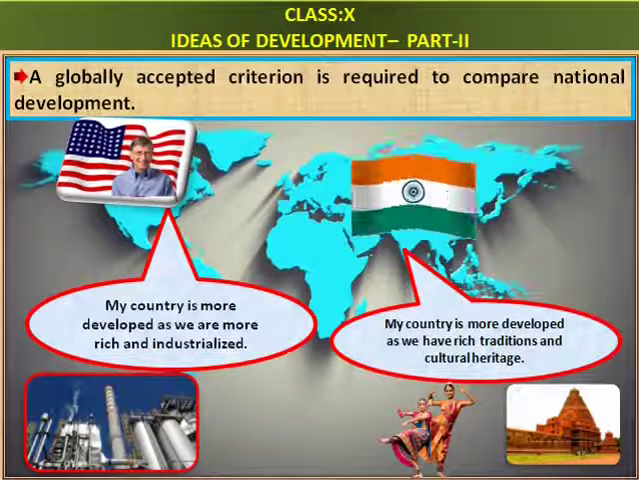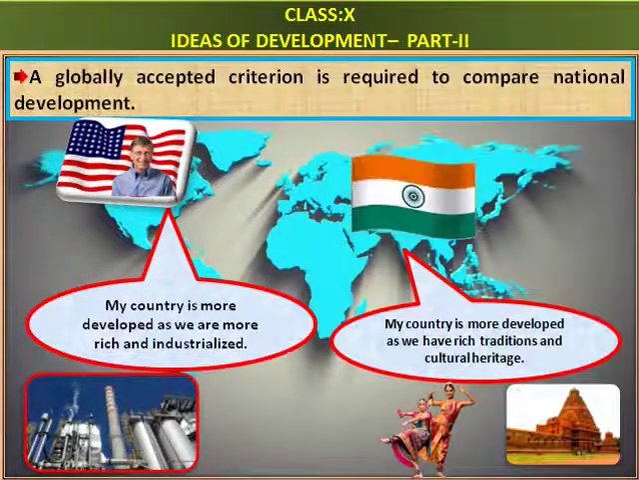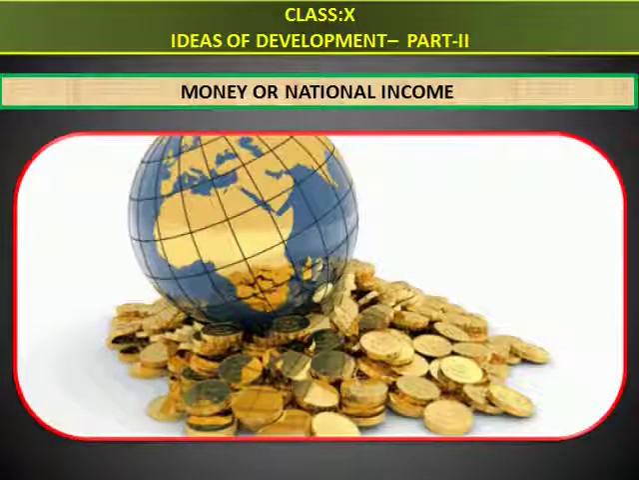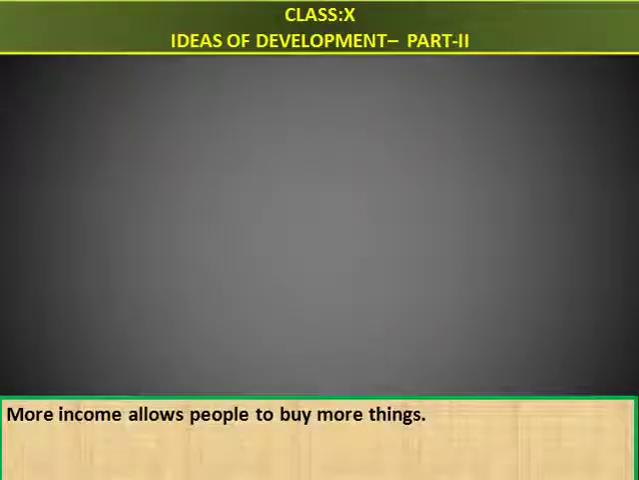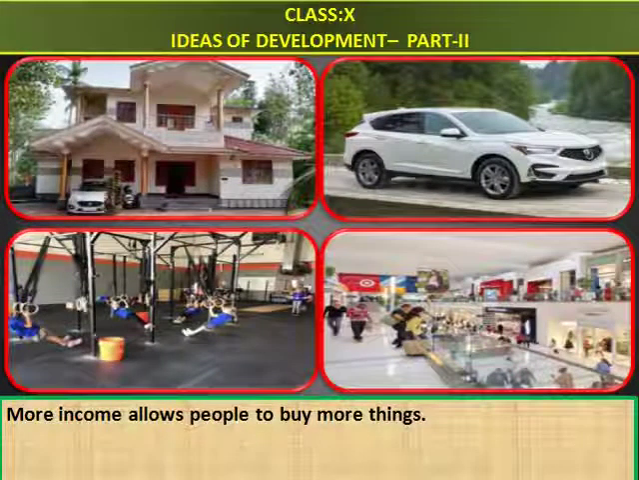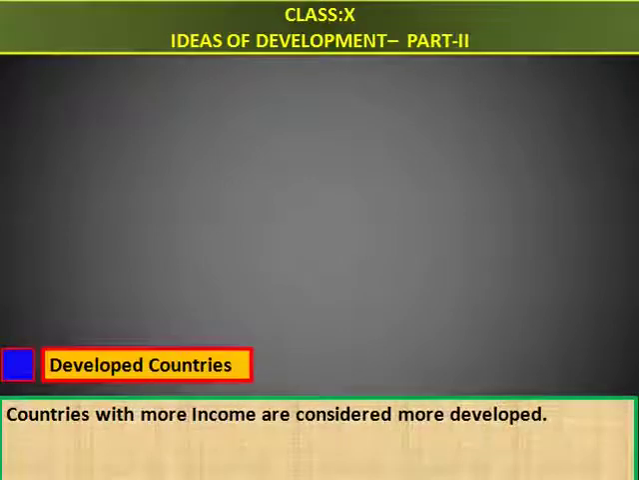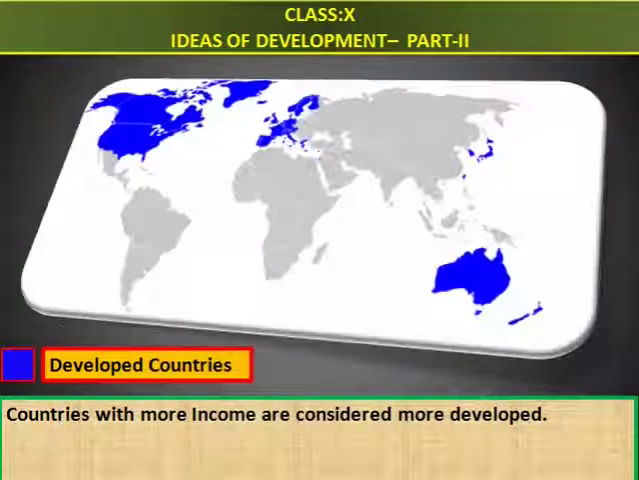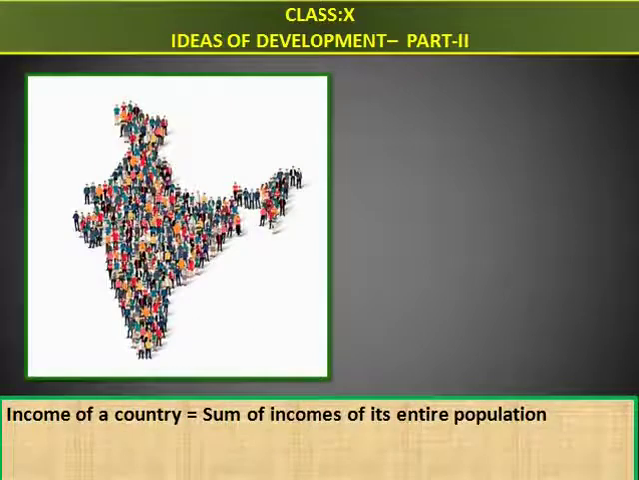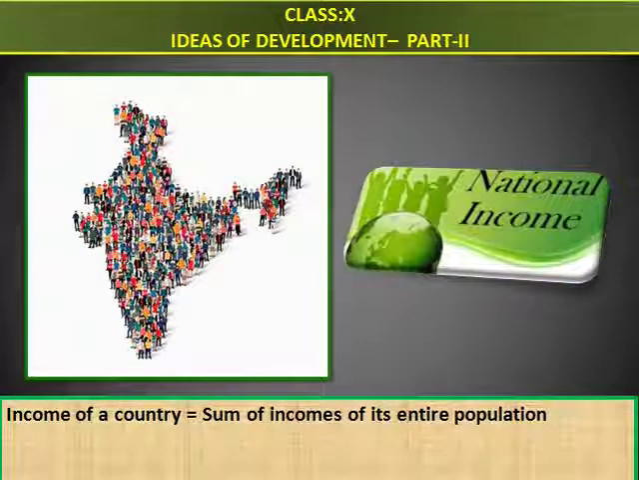However, we need a globally accepted criterion to compare development in different countries. And that criterion is money or national income. More income allows people to buy more things or require for their development. Therefore, countries with more income are considered more developed than others with less income. The income of a country is the sum of incomes of its entire population.